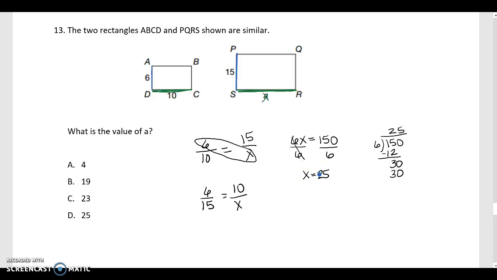And that makes sense because 6 is a little more than half of 10, and 15 is a little more than half of 25. So that sounds good. 4 didn't make sense. It needs to be bigger than 15. So we found our answer.